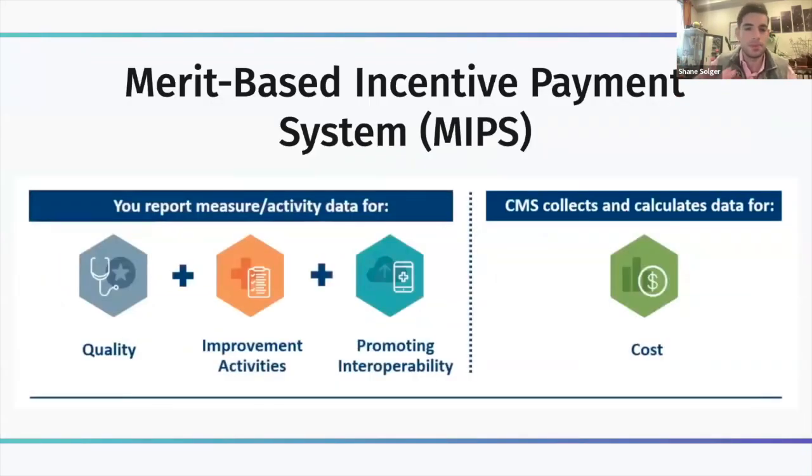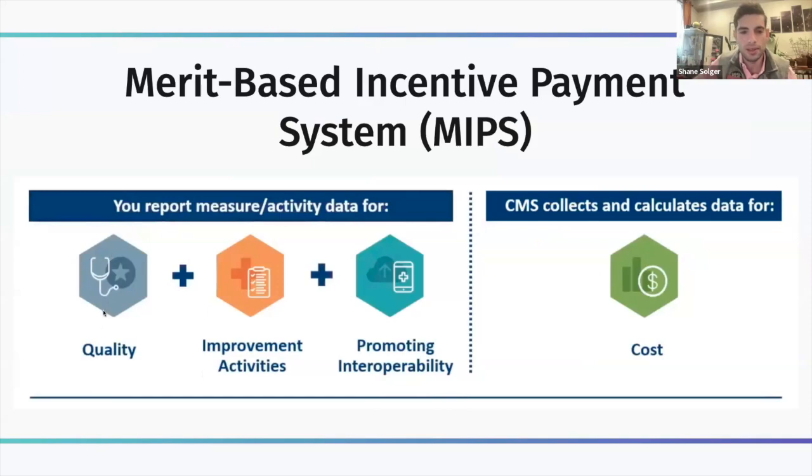So, how do we get these points? How does it all work? Well, the physicians or groups submit information based off of quality metrics: quality, improvement activities, and promoting interoperability. And the cost is calculated from the claims that you submit to CMS for payment. CMS then gives you a score of 0 to 100, which determines if you receive a negative, neutral, or positive MIPS payment. And that's applied to your Medicare Part B covered professional services. And there's a 2-year delay. So, however you perform in 2023 determines how you get paid in 2025.